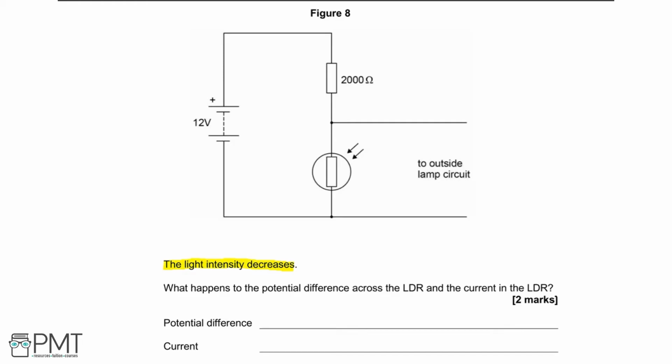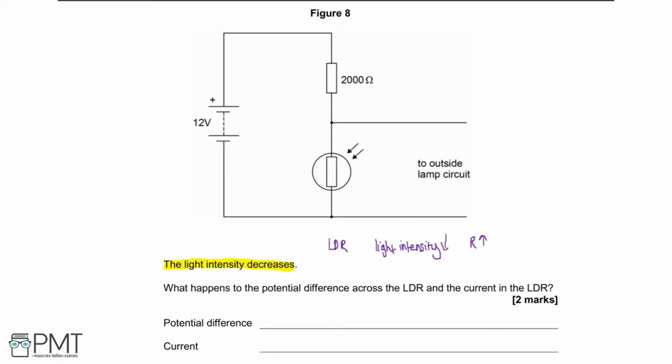So this is something that we need to learn, that for a light-dependent resistor, when the light intensity goes down, this means that the resistance of the LDR increases. So the resistance increases when this happens. So you just need to know that.